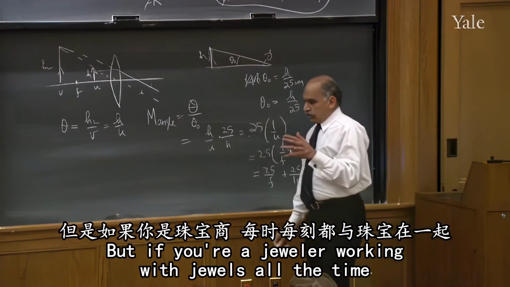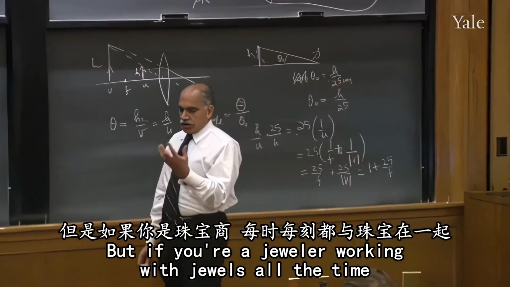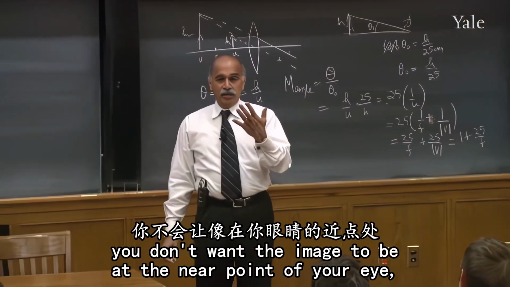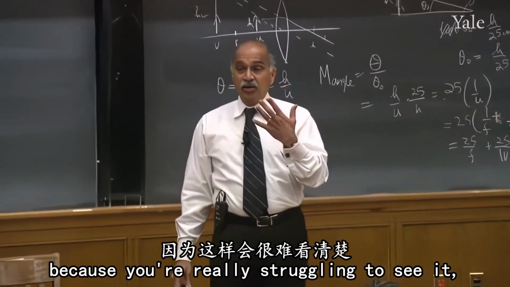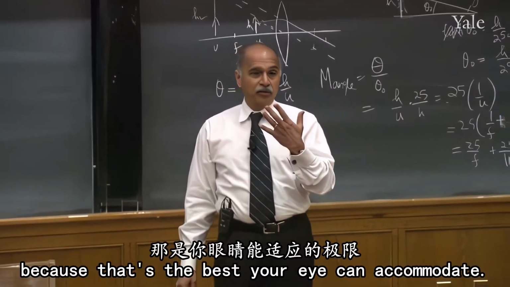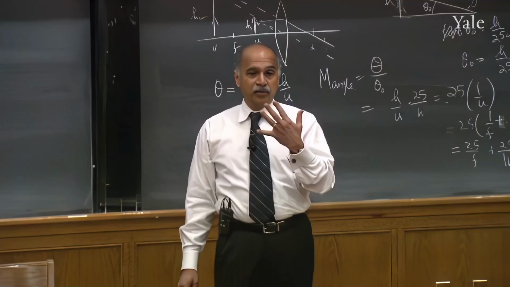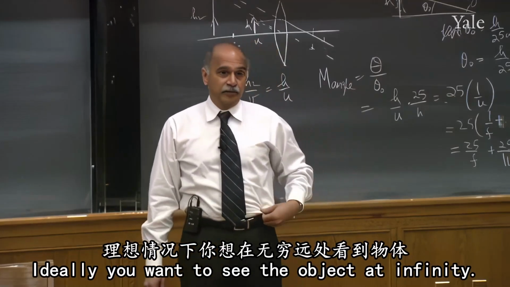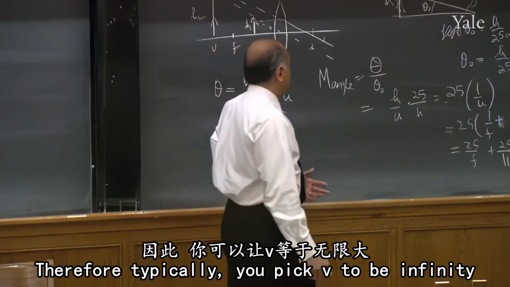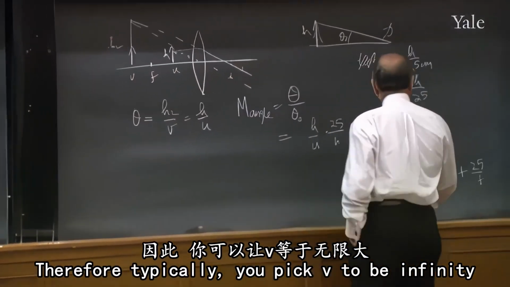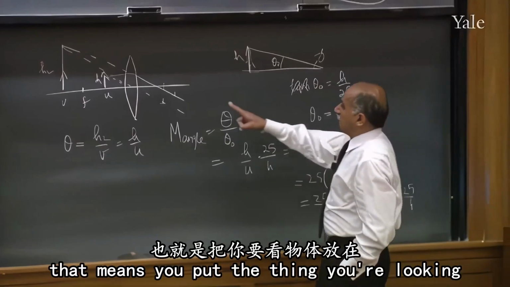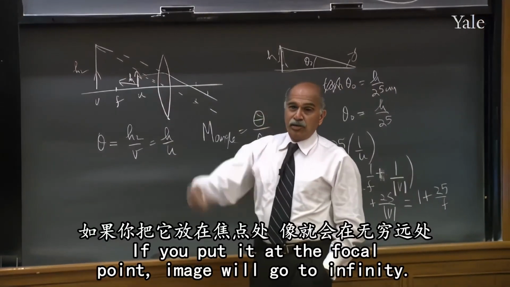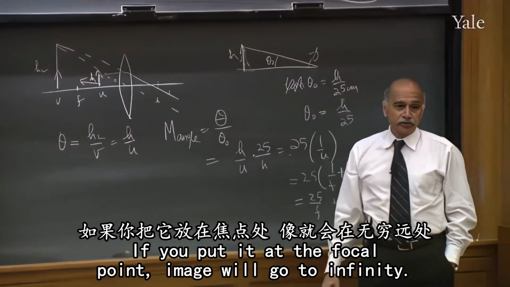But if you're a jeweler working with jewels all the time, and you want to see your piece of diamond, you don't want the image to be at the near point of your eye, because you're really struggling to see it, because that's the best your eye can accommodate. It's okay for a few seconds, but it hurts. Ideally, you want to see the object at infinity. Therefore, typically, you pick v to be infinity. That means you put the thing you're looking at right at the focal point. If you put it at the focal point, image will go to infinity.